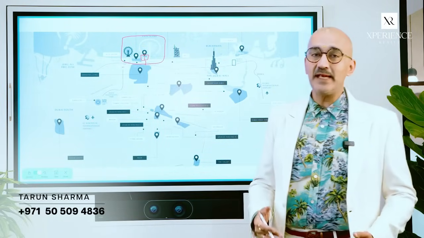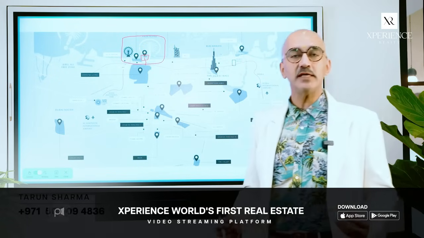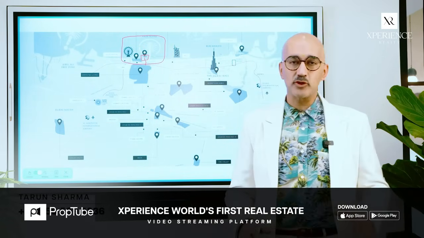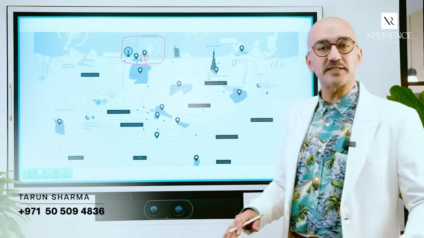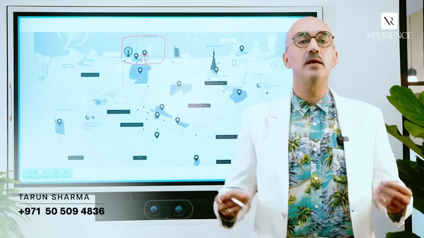Now, if we delve deeper, newer projects or communities which are upcoming often command higher rental returns. Why? Because you're buying at off-plan prices. So when you do your returns calculation, the price that you bought it at is 30% lower compared to similar properties. So definitely no points for guessing your rental returns are going to be higher.